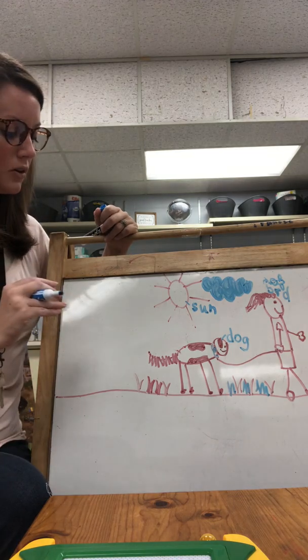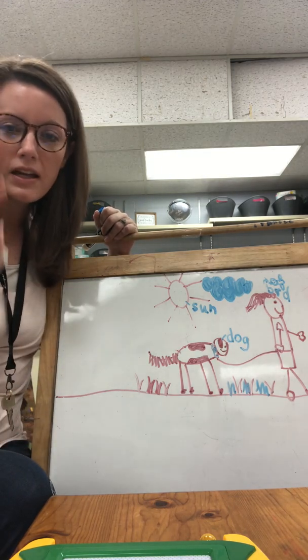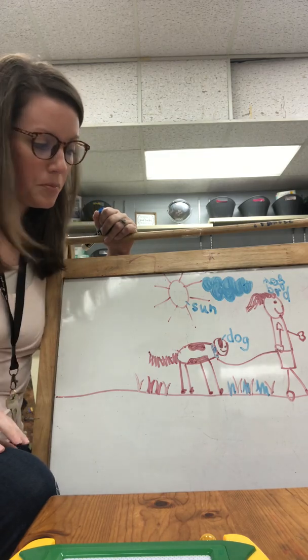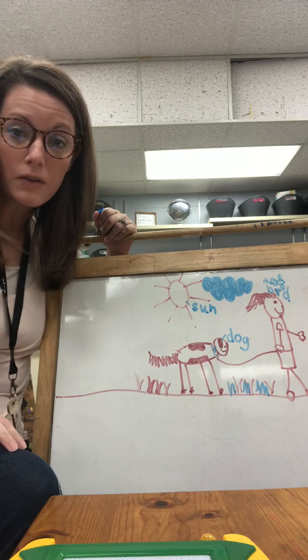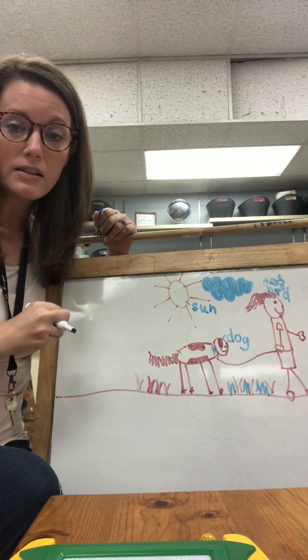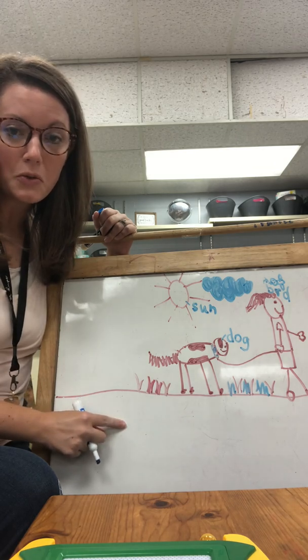So boys and girls, add your details to your story today and see if you can find at least one thing in your picture to label. I labeled 3 things. See if you can find at least one. Add some details and label, and tomorrow we'll talk about writing our story.